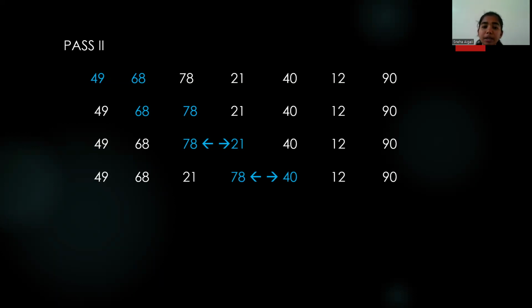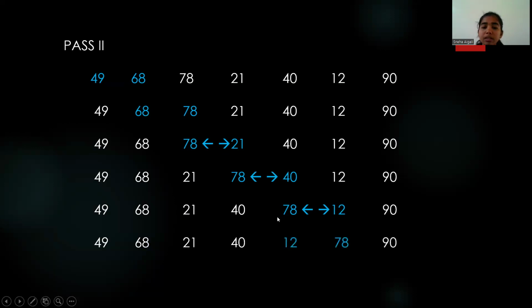Now 78 is compared with 40. Now, since 78 is greater than 40, the swapping process takes place. See, now 40 has come to A of J position and 78 has moved to A of J plus 1 position. Now, when 78 and 12 are compared, 78 is greater than 12. So 12 and 78 get swapped.